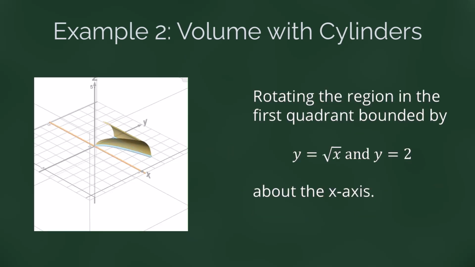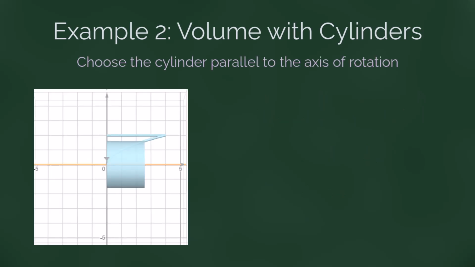Let's look this time at an example of rotating around the x-axis. We're going to take the curve y equals the square root of x and the line y equals 2 and revolve those around the x-axis. Once again, we'll choose a segment that is parallel to the axis of rotation and spin that around to create our representative cylinder.